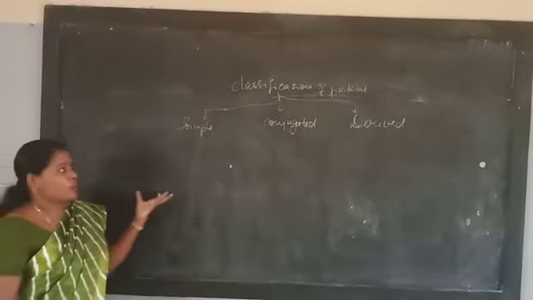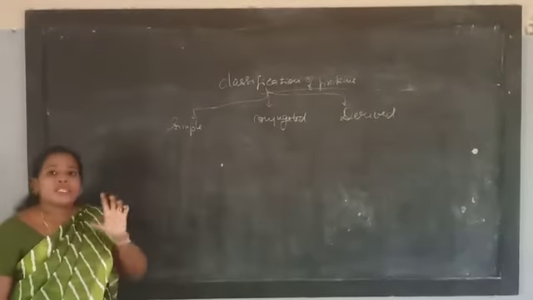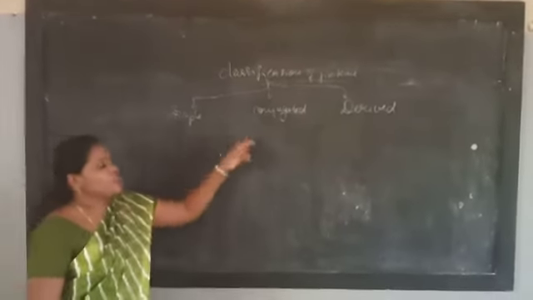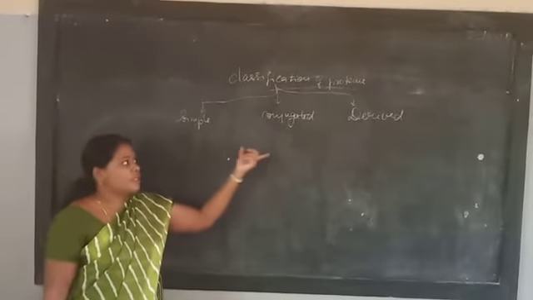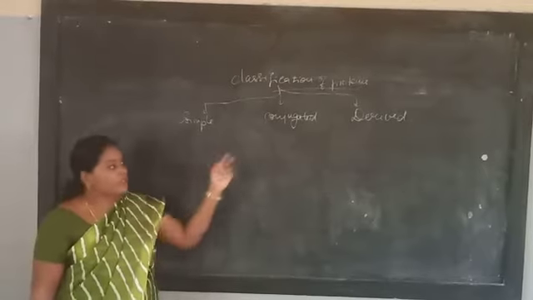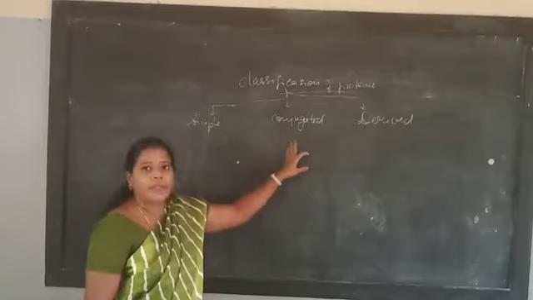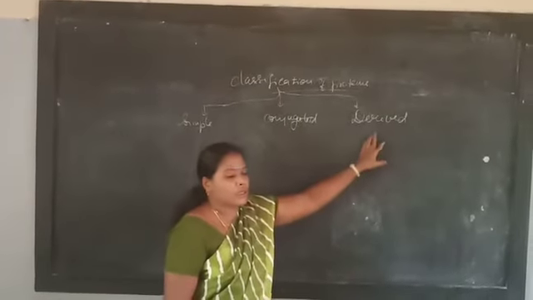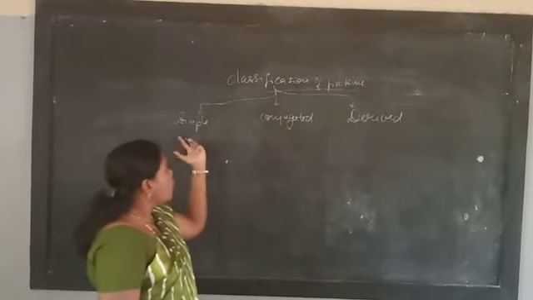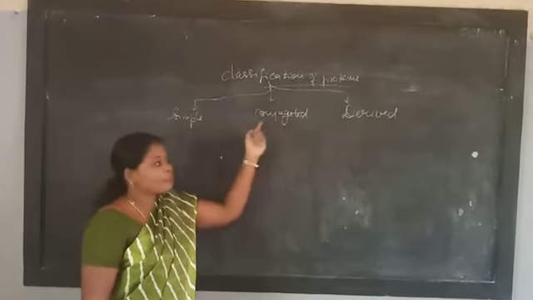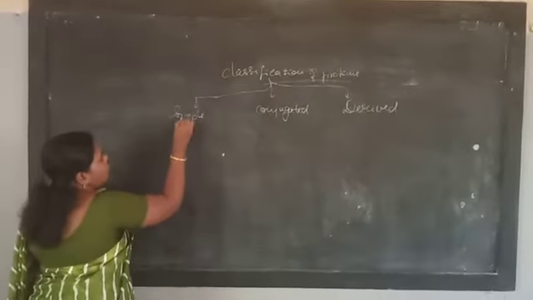Simple protein contains only amino acid residues. For that reason it is said to be a simple protein. Conjugated proteins, besides these amino acids, contain a non-protein group. That group is known as the prosthetic group, so they are known as conjugated proteins. Derived proteins are formed by the denaturation or degradation of both simple and conjugated proteins. Now we will see about the simple protein.